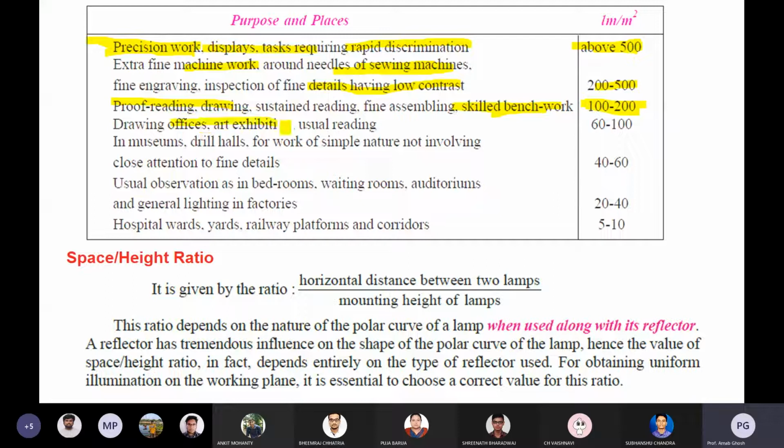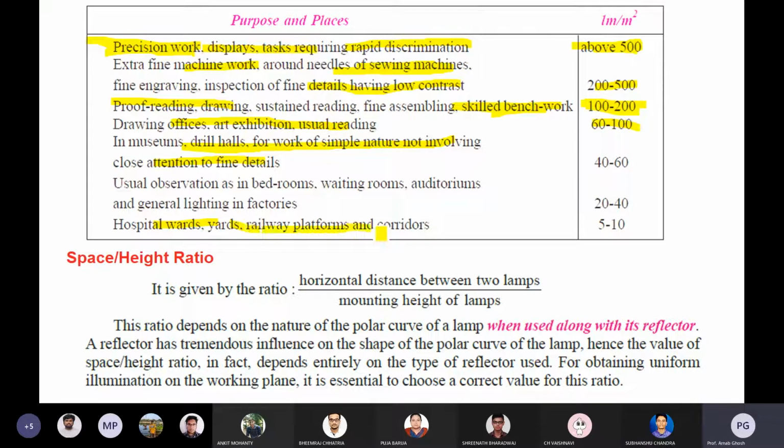So here you can see for hospital ward, ER, the railway platform, corridor, it is 5 to 10 lumen per meter square. So you can see the precision of the work, the efficacy of the work, the lumen per meter square also varying. If it's more, you can understand there is more cost. More lumen per meter square means more cost.